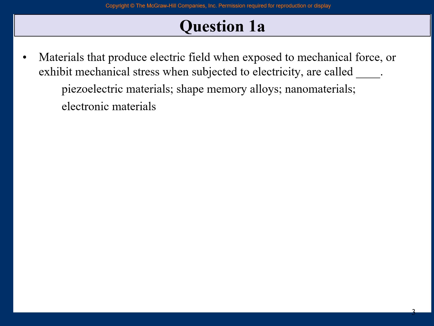Materials that produce electric field when exposed to mechanical force or exhibit mechanical stress when subjected to electricity are called what? Piezoelectric materials, shape memory alloys, nanomaterials, electronic materials. So, of course, if you know it rightly, the answer is piezoelectric materials. These are materials where if you send in electricity, it will change the mechanical stresses and so on. Let's go to the next one.